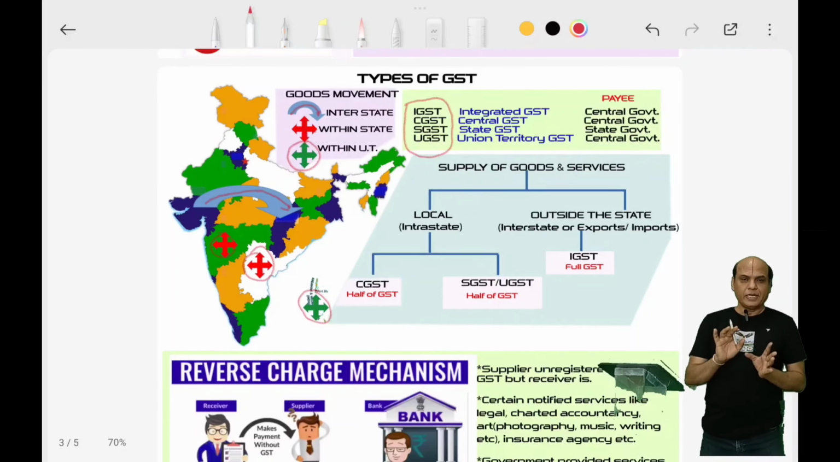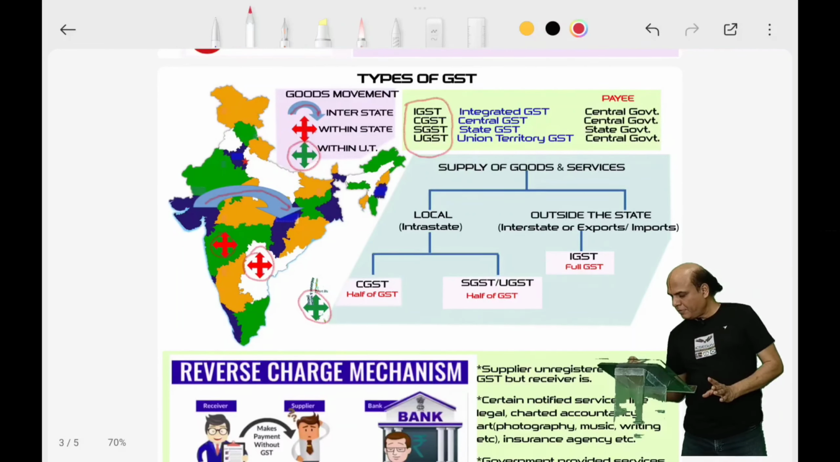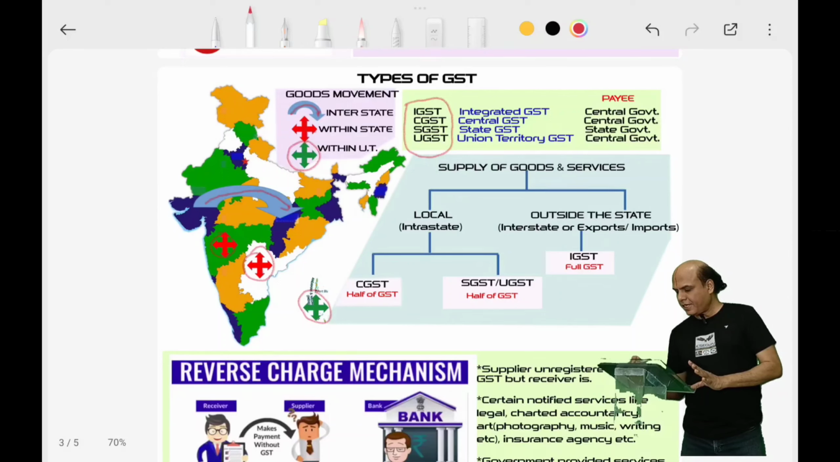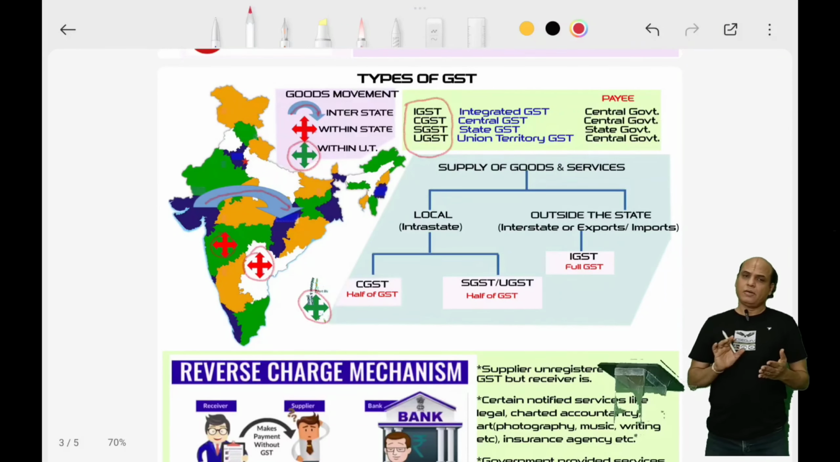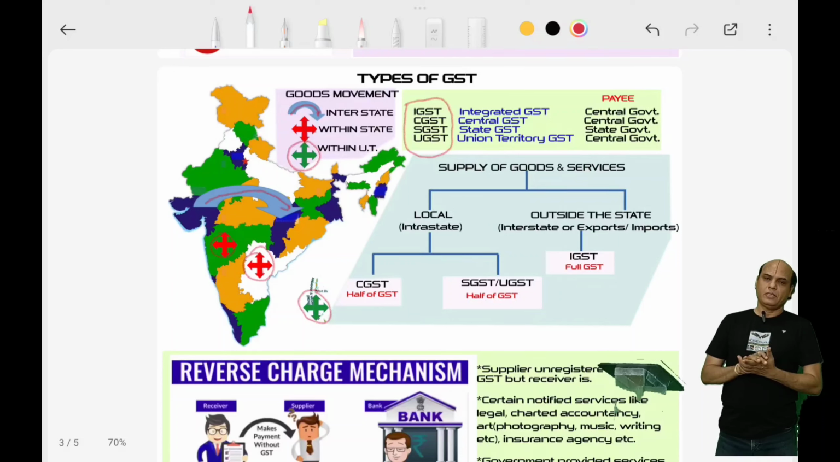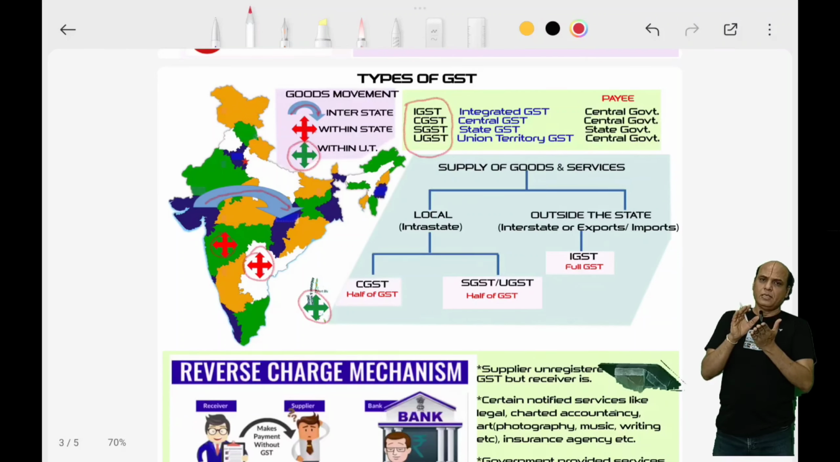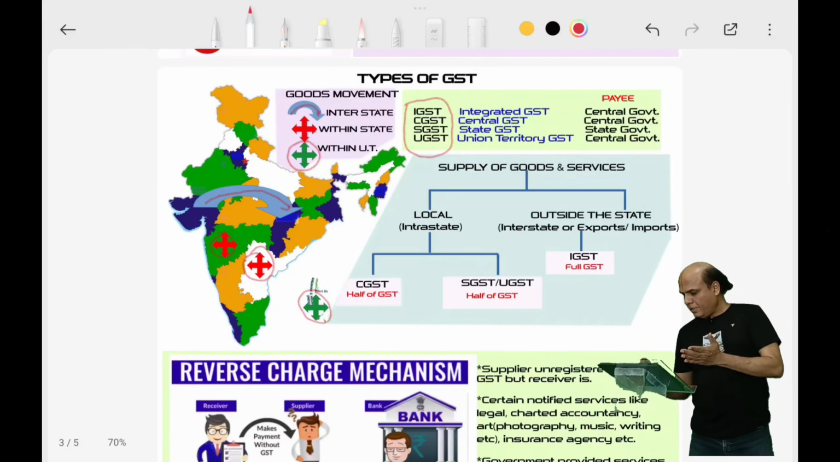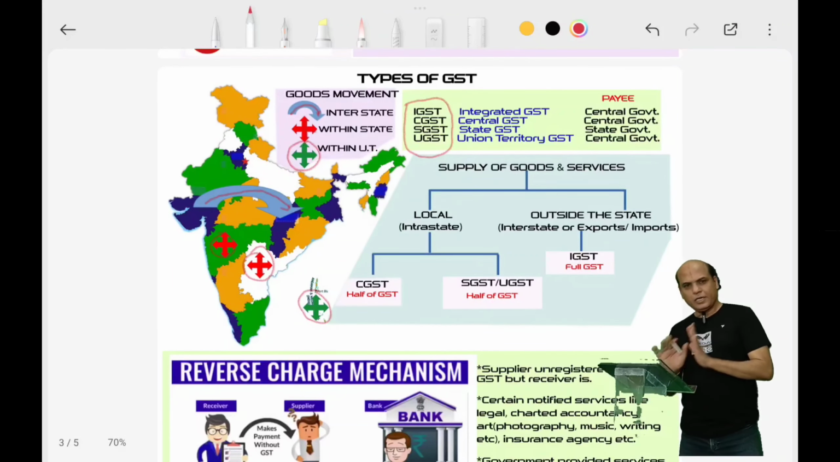SGST, State Goods and Services Tax. This is to be paid to the respective state government. UGST, this is Union Territory Goods and Services Tax. Again, Union Territories are governed by central government. Although it is called Union Territory, they might even have an assembly for taking political decisions, but the government is run by central government, the President of India. So that is the reason why for Union Territory GST, again central government is the payee. Clear?